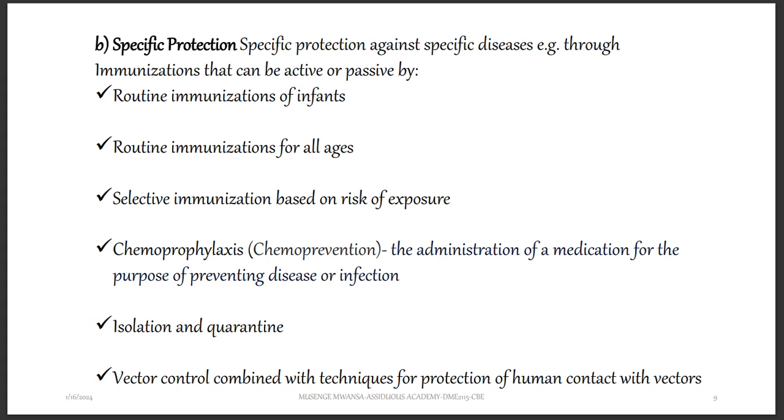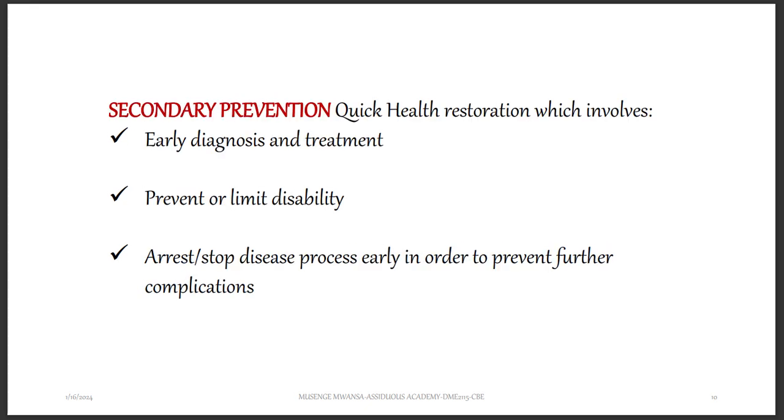For example, we know that vectors are basically disease-carrying organisms. So if you see, let's say, tall grass, you cut it because you know that mosquitoes can reside there, and also where you have stagnant waters, you get to bury them. So that is primary prevention. The other one is secondary prevention.